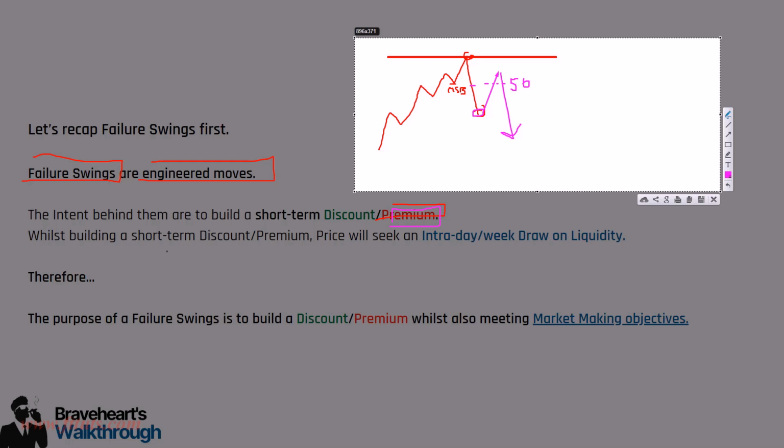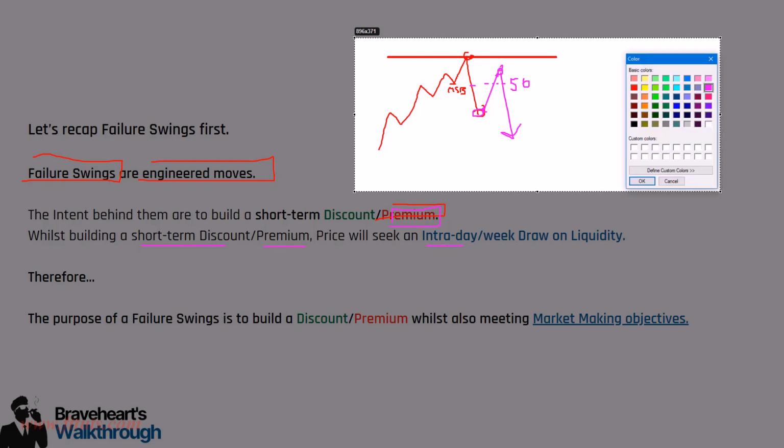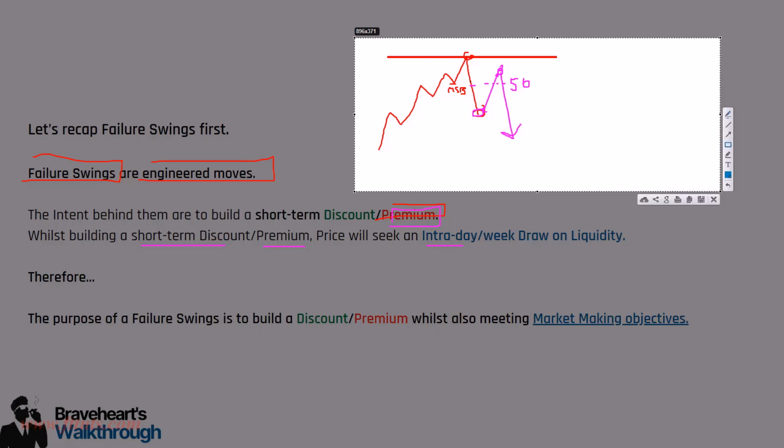But whilst building that short-term premium, trading into premium here, price will seek an intraday or intra-week draw on liquidity. So that could be trading back into a fair value gap. Okay, so that could have been the intraday draw on liquidity, trading back into a fair value gap, or it could have been trading back into internal range liquidity or an order block. Nonetheless, it could have been an intraday draw on liquidity.